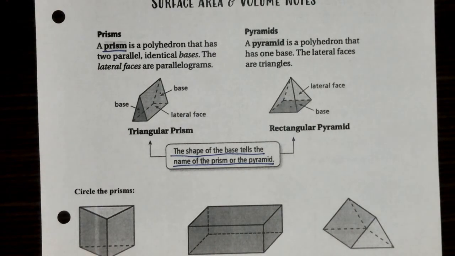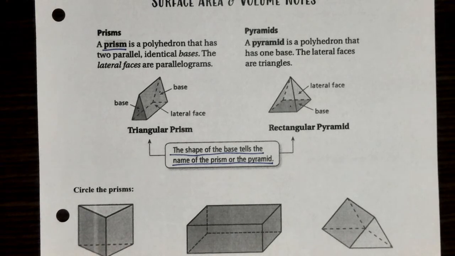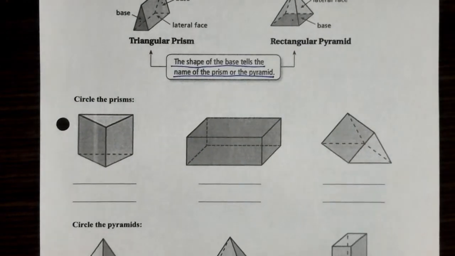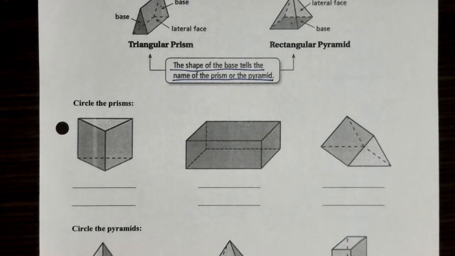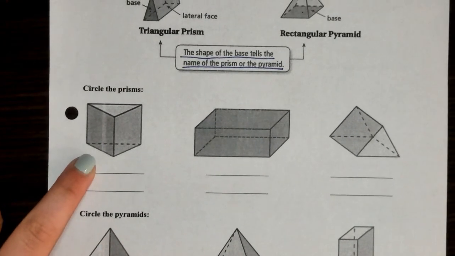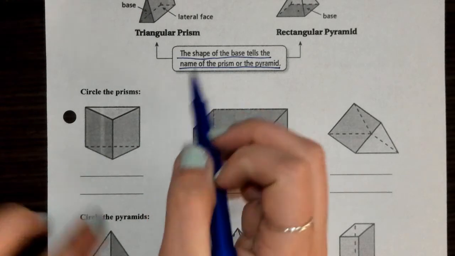Pyramids only have one base, and they come to a point. Prisms have two bases that form lateral faces that are parallelograms. Of these three, which ones are prisms? Is this one a prism? Dalton? Yes, so we're going to circle it.